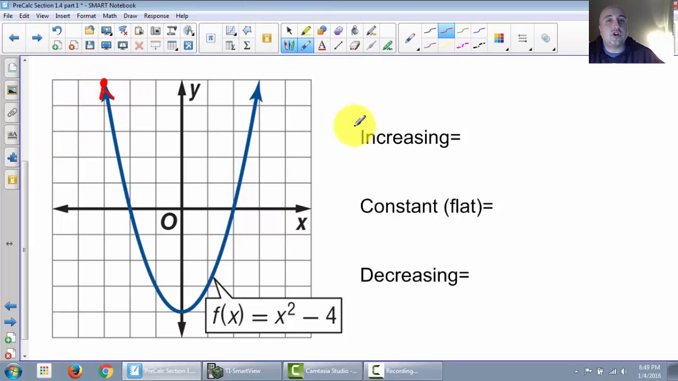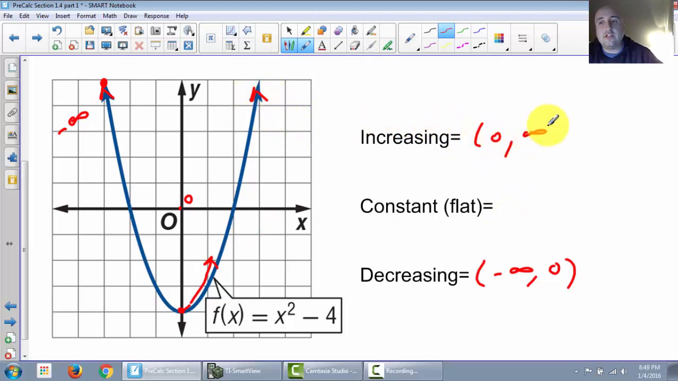This arrow means we're starting at negative infinity. And are we going up or down? Our graph, from left to right, is going down, so we are decreasing. So from negative infinity, where does it stop decreasing? At this point right here, it stops going down. That is at 0. So it's decreasing from negative infinity to 0. And then from 0, it is now going up, so it is increasing. From 0 to the arrow, which means positive infinity, it is increasing. And there is no constant or flat.